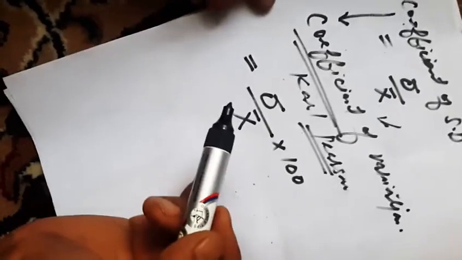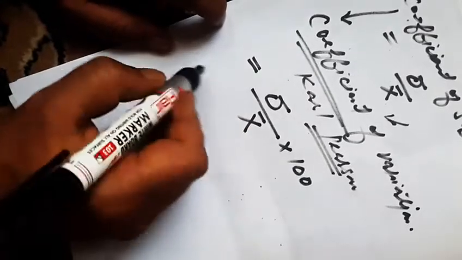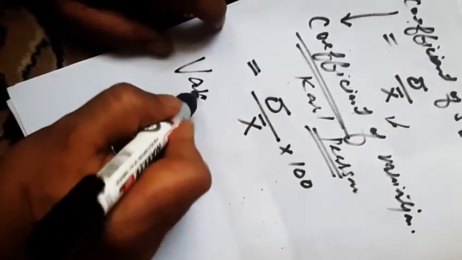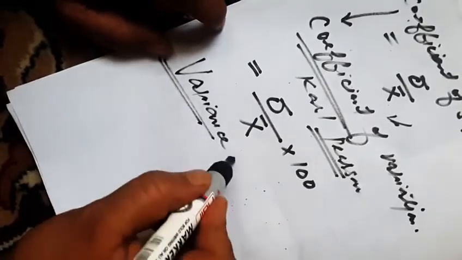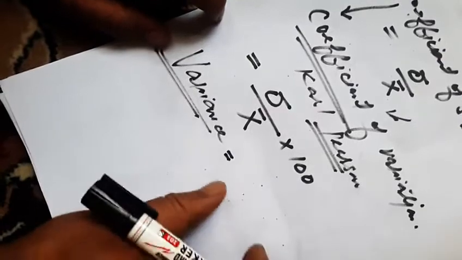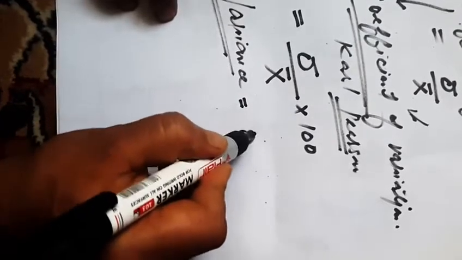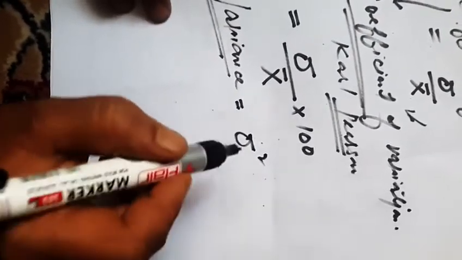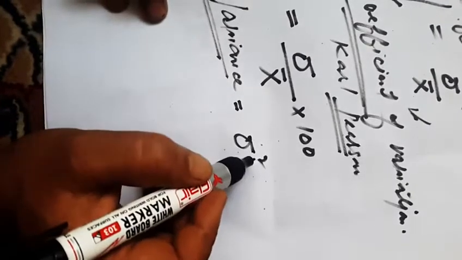The other topic regarding standard deviation is called variance. Variance is simply the square of the standard deviation. So what is the formula for calculating standard deviation? We have to square that, and we will get the variance.